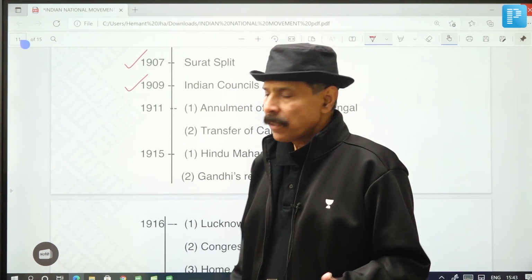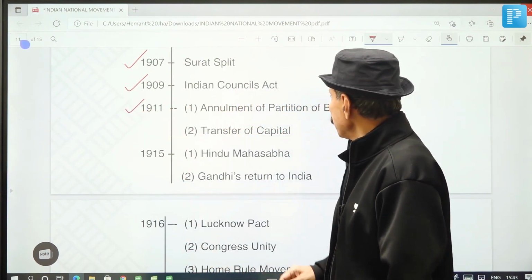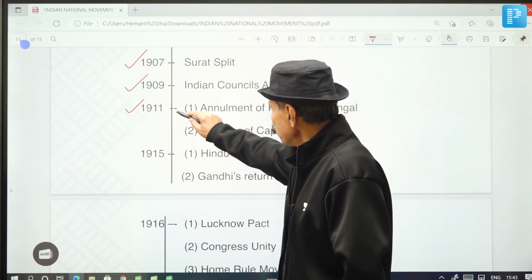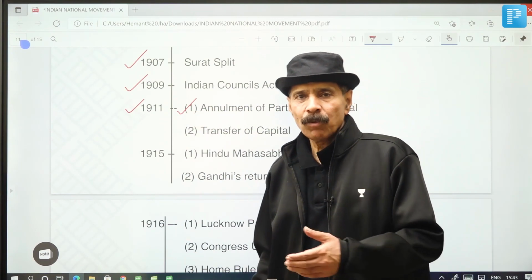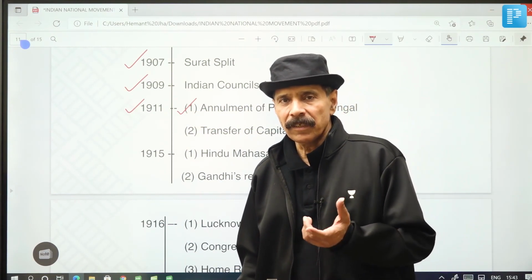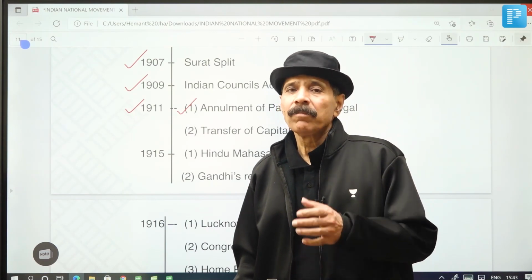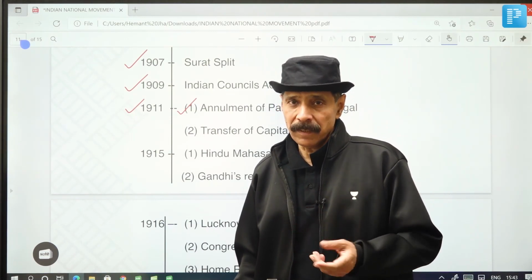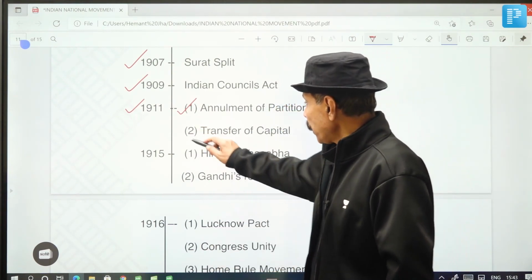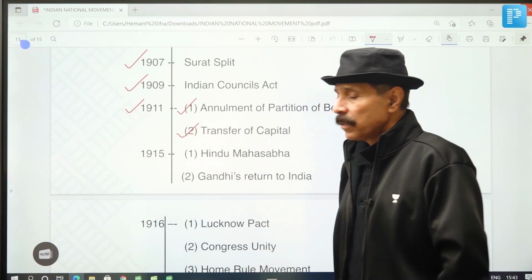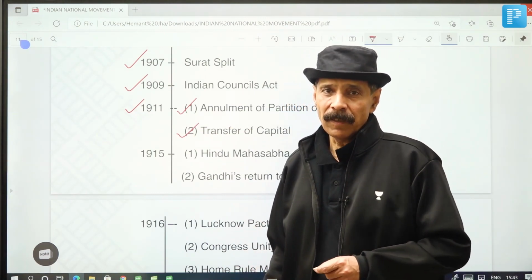So next point is related to the year 1911. In 1911, 2 points are there. One, annulment of partition of Bengal. Bengal was partitioned in 1905. But partition was annulled. That was in 1911. And second, transfer of capital. That was from Calcutta to Delhi.